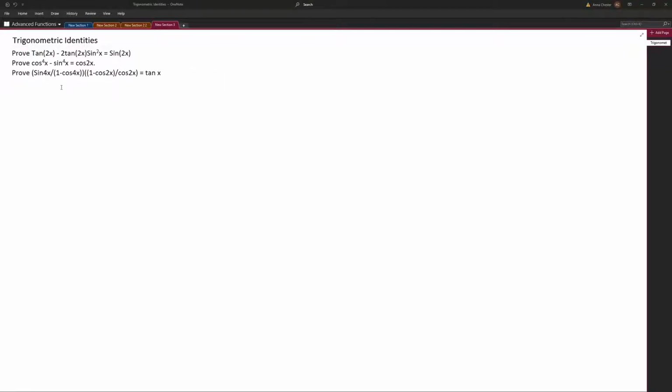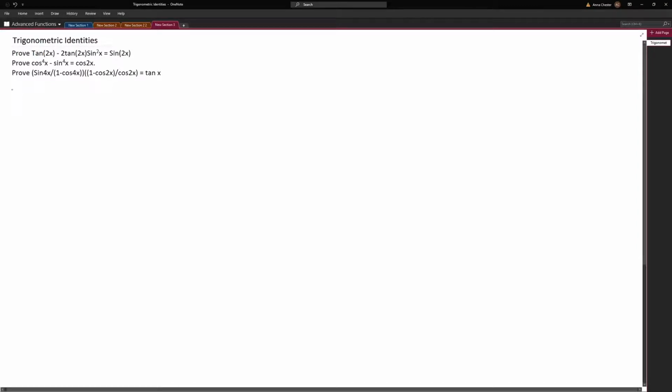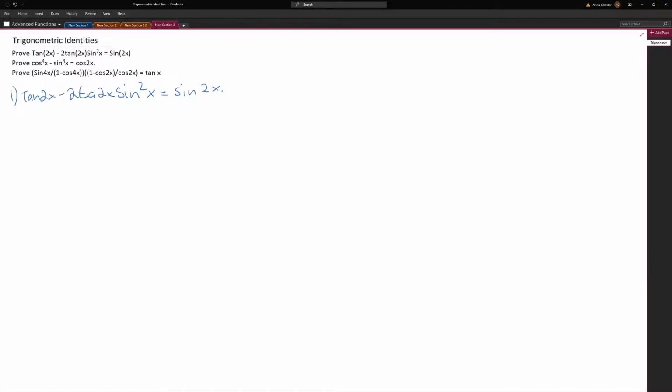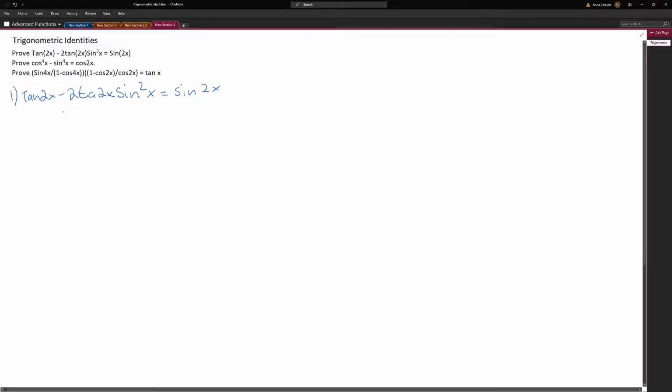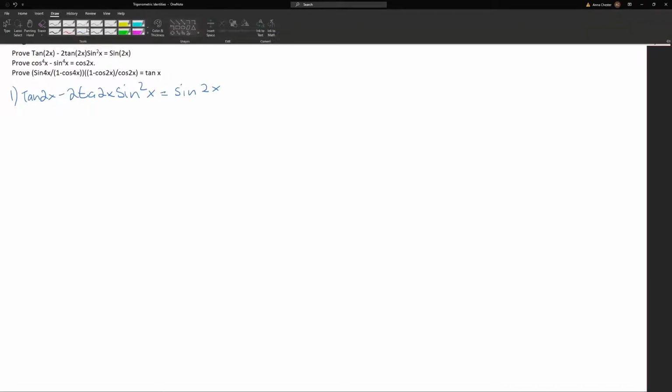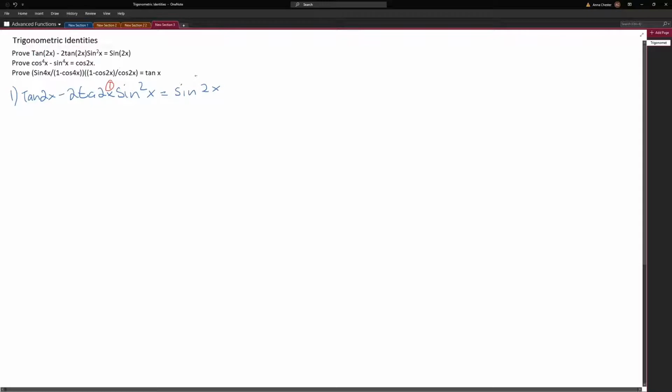Okay, so let's get started on these examples. So our first example is where it says that tan of 2x minus 2 tan of 2x sine squared of x is equal to sine of 2x. Okay, so we can easily identify which side is more difficult. Let's try and identify that side. Well, I would personally say that our first side over here should be the more difficult one, so I labeled it 1. Now let's work on 1.